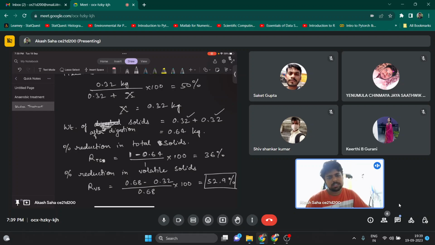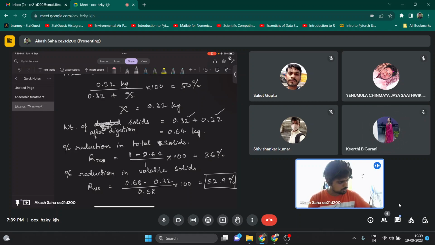Mostly the parameters given are volatile suspended solids and volatile total solids only. So that's why I had written suspended solids, but you can write it as total solids also. So as per the question, it is 52.9%. I hope it is clear to everyone. Others, are you able to understand the problem? Kindly respond. Yes, sir. Okay, thank you.